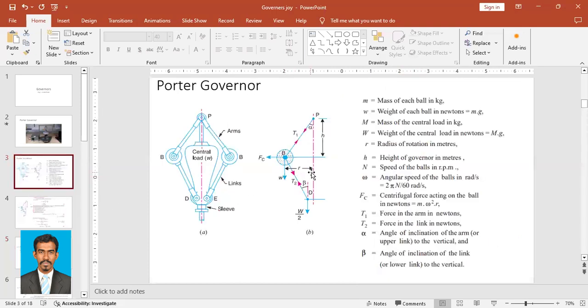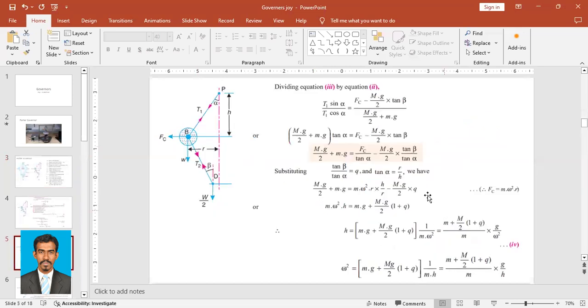So we can see here, this is alpha, this length is r, this length is h. So tan alpha can be written as opposite r upon adjacent h, right? So tan alpha can be written as r upon h, and tan beta by tan alpha is considered as q. Now we'll rewrite this equation again.